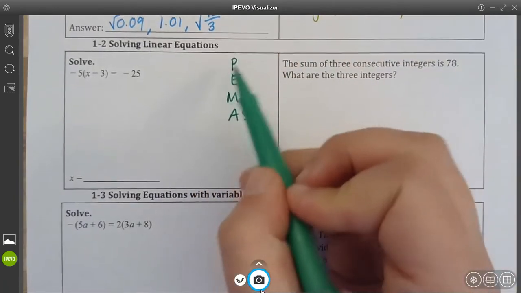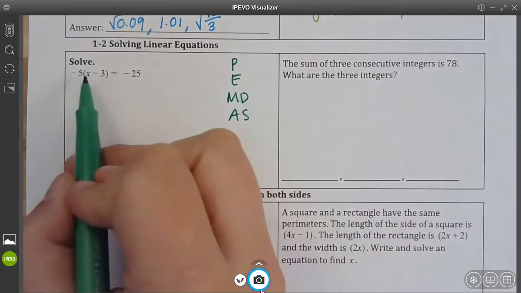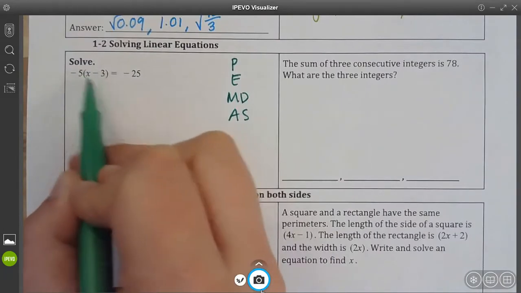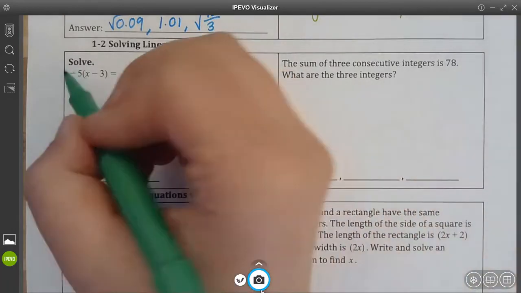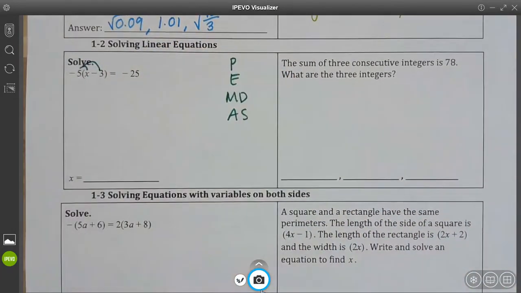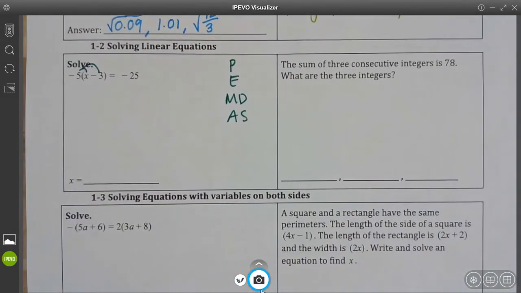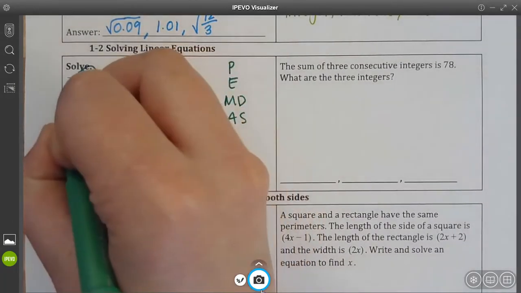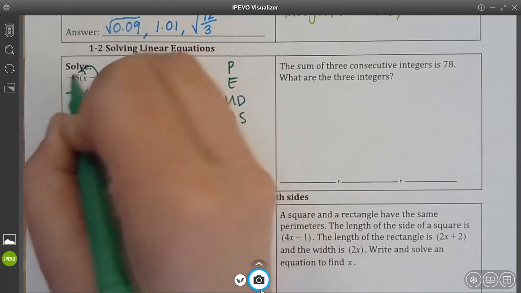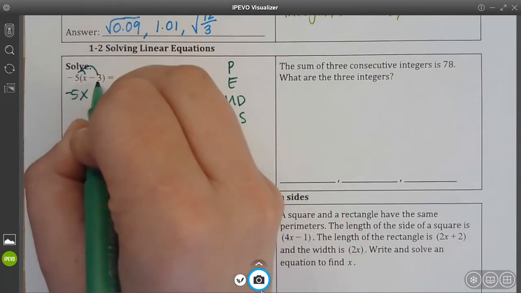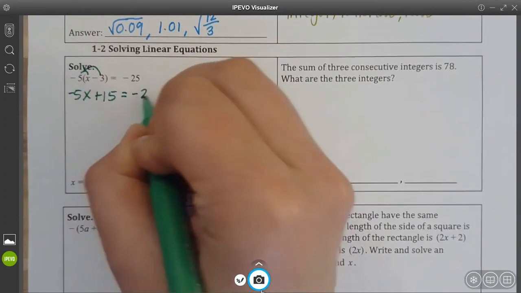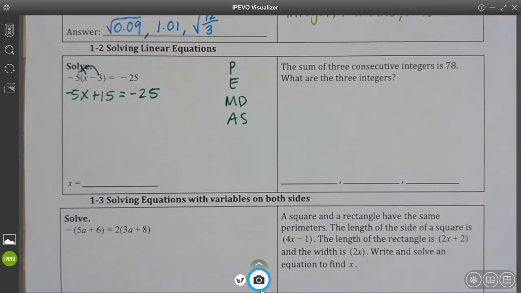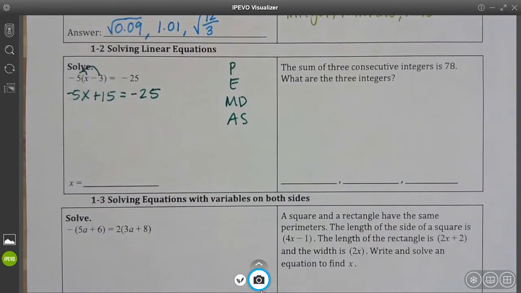And the first thing we need to do is start with our parentheses. I have x minus 3 in these parentheses here, and I have a negative 5 out in front of it. So what we're going to do is distribute that negative 5 to get rid of those parentheses. Negative 5 times x is negative 5x. Negative 5 times negative 3 is a positive 15. So I've got negative 25.